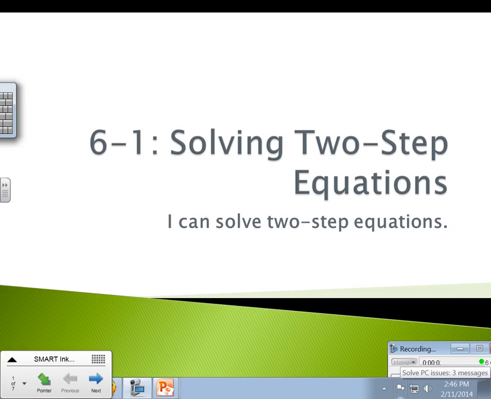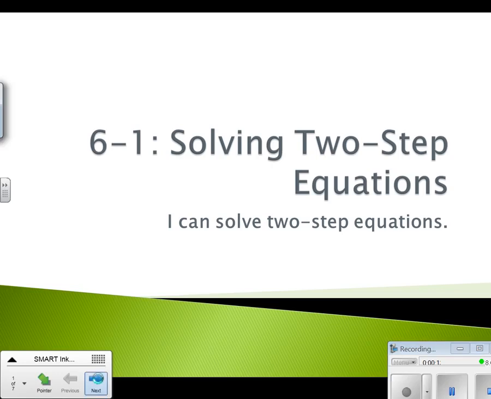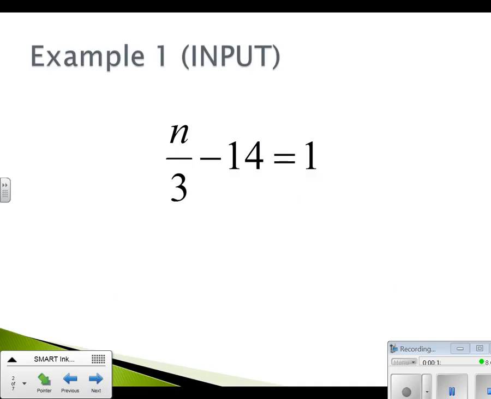In this video 6.1 we're going to be looking at solving two-step equations. By the end of the video and work time in class you should be able to say I can solve two-step equations. Here is a problem where you need to do two steps to get the variable isolated.